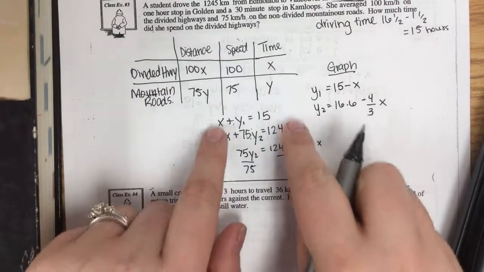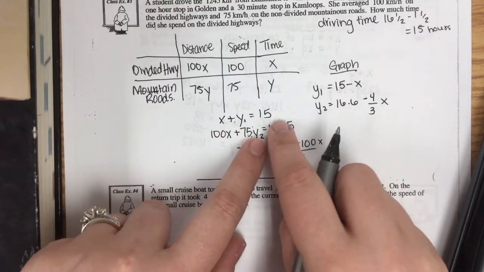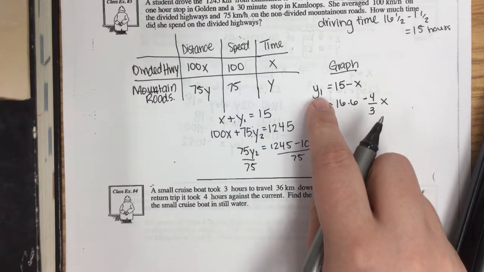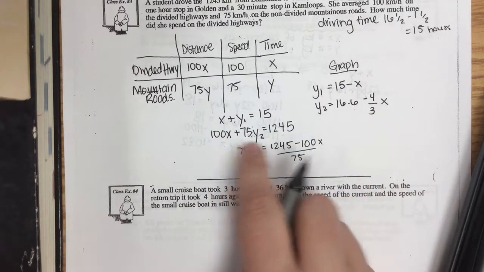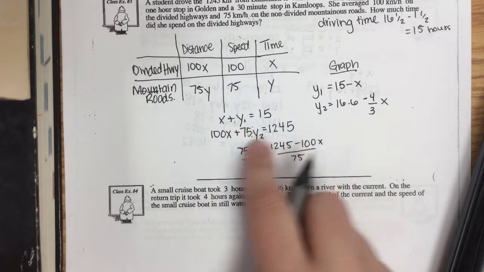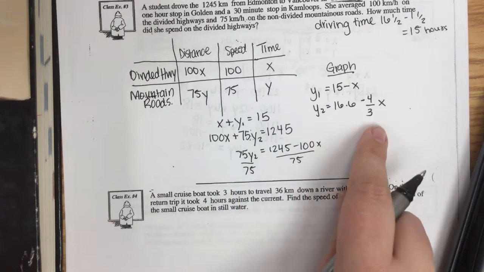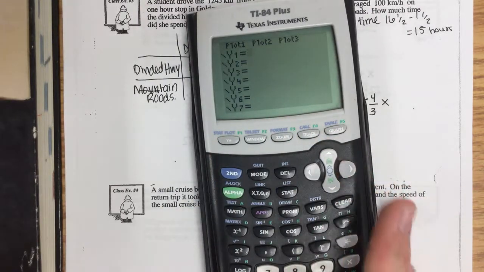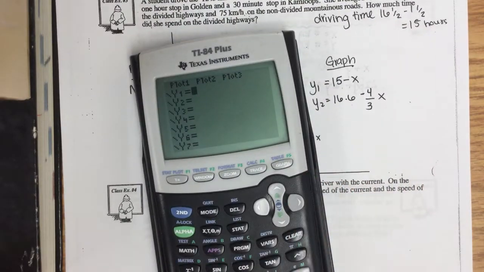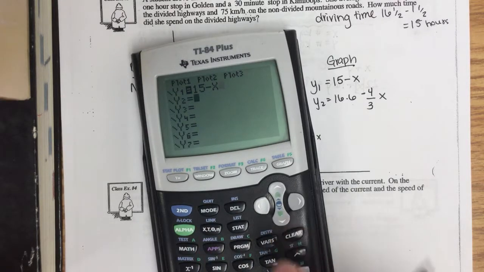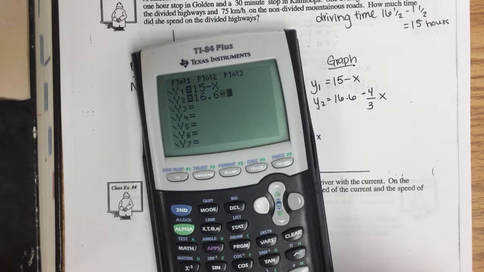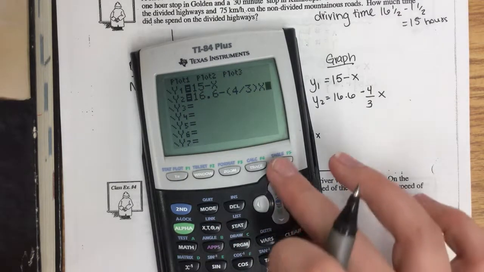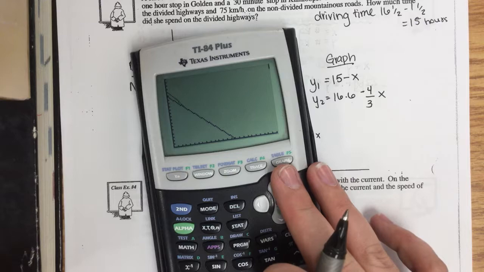And so I've got two equations. I took this system, manipulated it for y, and I labeled that y1 because that's going to correspond with how I enter it in my calculator. This one I've labeled y2, manipulated it to solve for y, and now we're going to graph this. On my y equals, clear any graphs you have, and then we're going to graph in y1 15 minus x, and y2 16.6 minus 4/3 x.